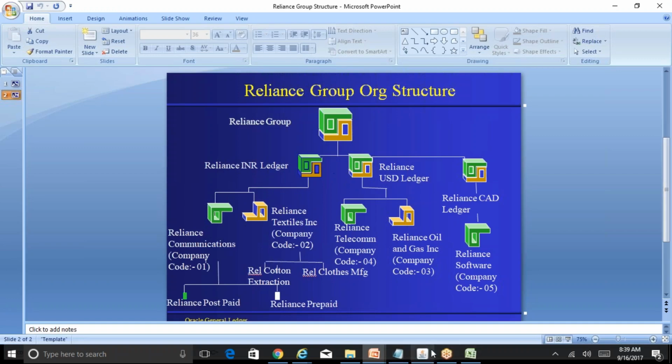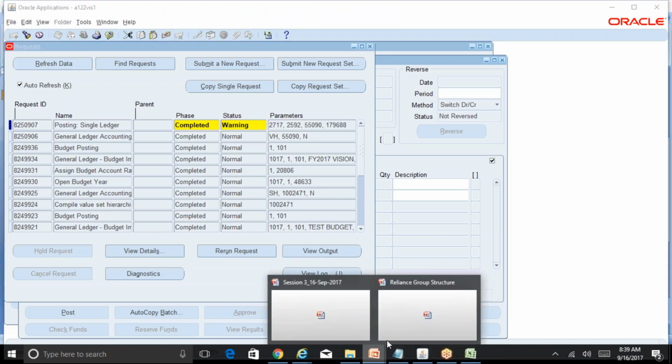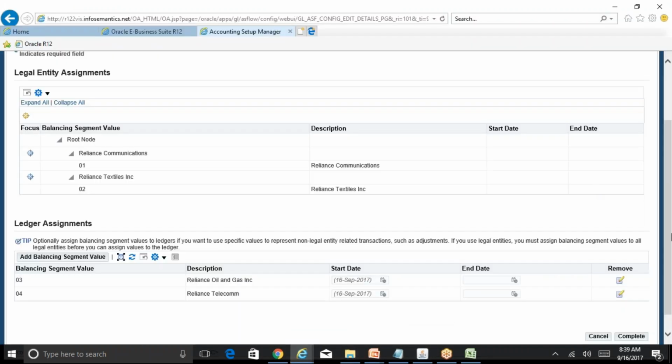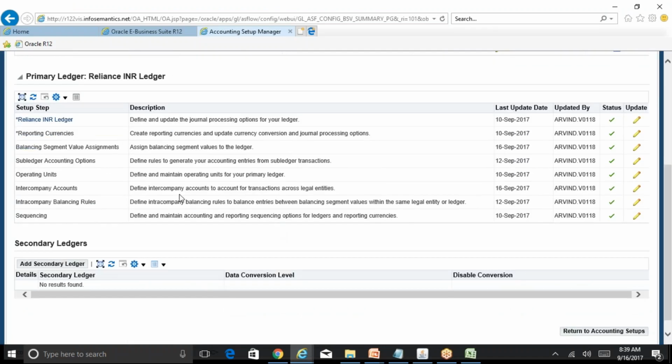Thanks. So now going back. Arvind, one question. Can we add multiple balancing segments, which are company codes, at the legal entity level? Yes, that is possible. If you remember the definition of it, it is having an add.